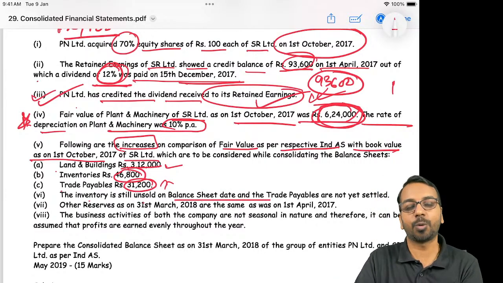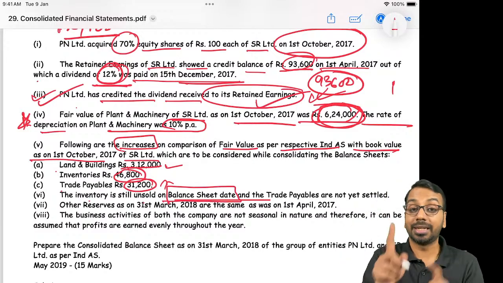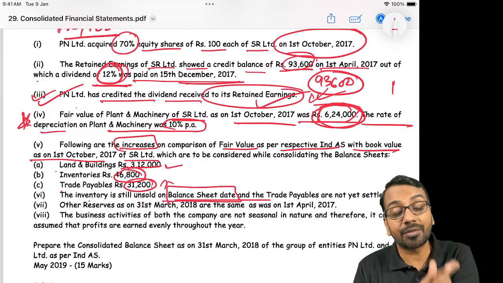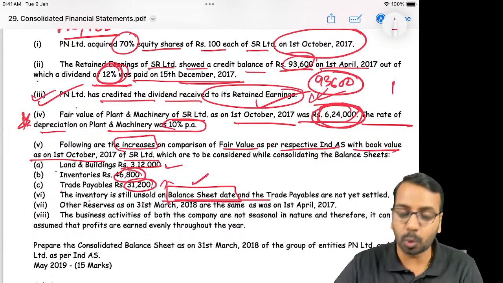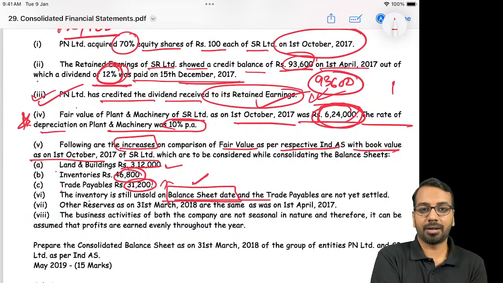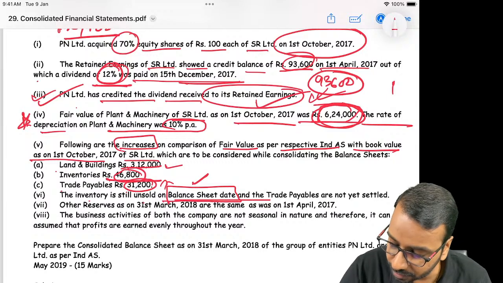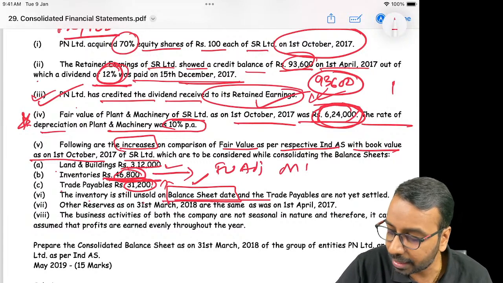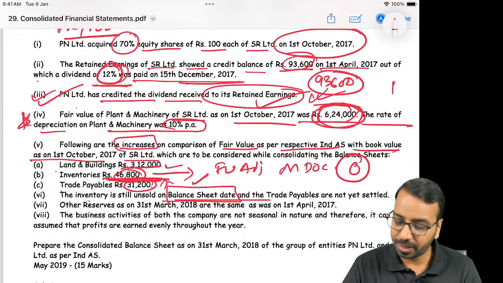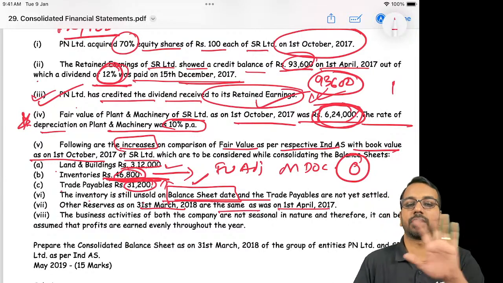Now why is this given to us? This inventory is unsold on the balance sheet date. It is given because, if you remember, I said on the date of consolidation you also have to see what the fair value impact is. If this inventory is unsold, the fair value impact still remains. If the inventory is sold, then to the extent it is sold, the fair value adjustment on the date of consolidation for this 46,800 will become 0. Other reserves on 31st March are the same as on 1st of April, so there is no change.